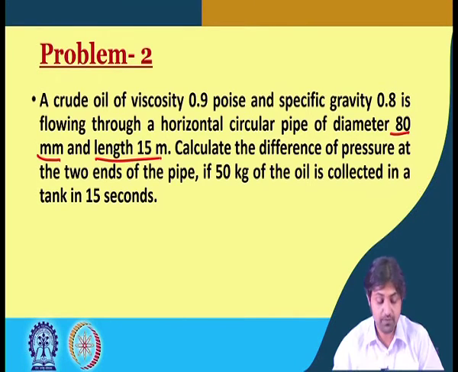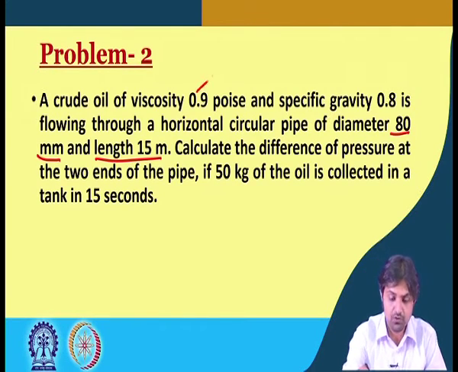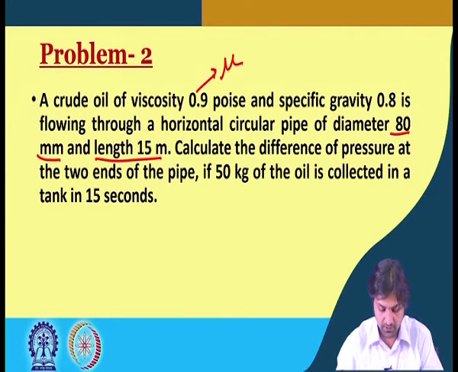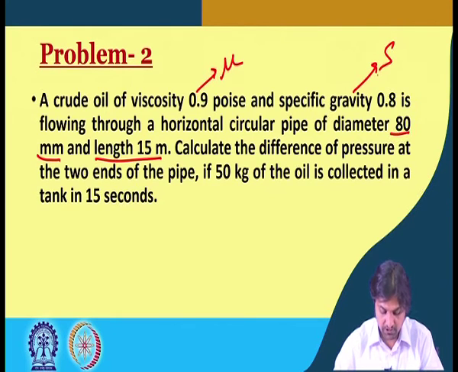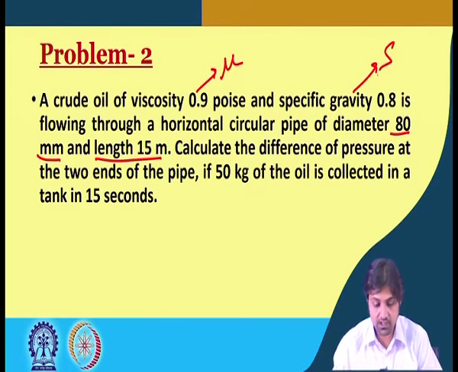Calculate the difference of pressure at the two ends of the pipe if 50 kilograms of oil is collected in a tank in 15 seconds. So, we know this is mu, this is specific gravity S, which is 0.8, and the diameter is 80 millimeters and the length is 15 meters.